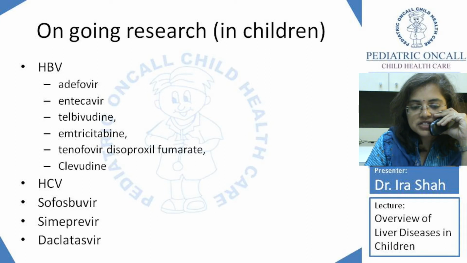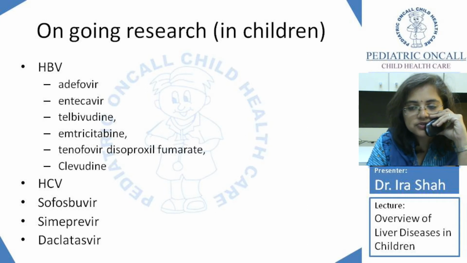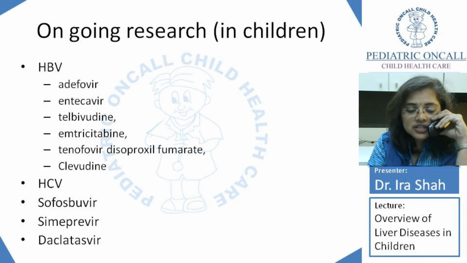Then you have emtricitabine and tenofovir, which are actually ART, HIV drugs, which have been found useful in hepatitis B. Sofosbuvir has now come into India for hepatitis C. It's being used in adults, not yet used in children, but suddenly it has found a lot of weightage. And hepatitis C treatment depends even on the genotype. You now have combination therapy with interferon, ribavirin and sofosbuvir, depending on the genotype, which ones to use.